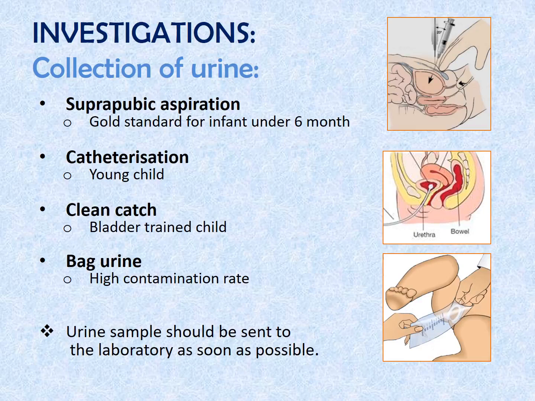Catheterization is an alternative method in young children who are not toilet trained yet. Clean catch sample of urine is suitable for older children who are toilet trained. Bag urine specimen is not recommended because of high contamination rate. Once collected, the urine sample should be sent to the laboratory as soon as possible.